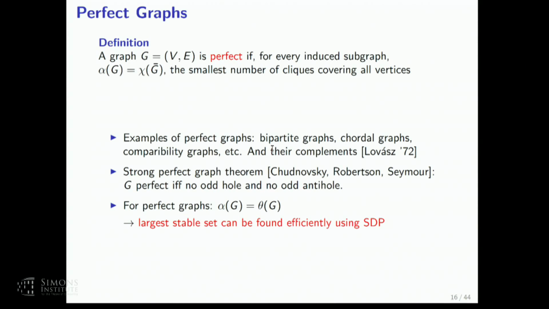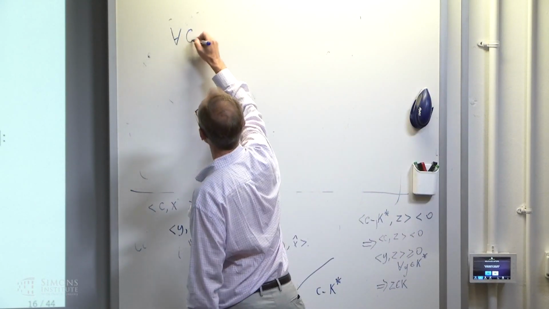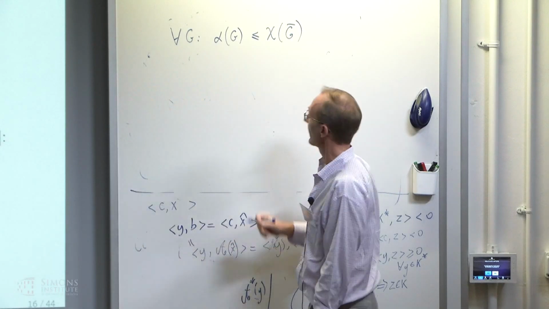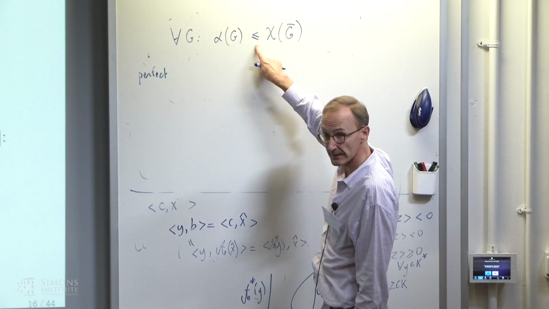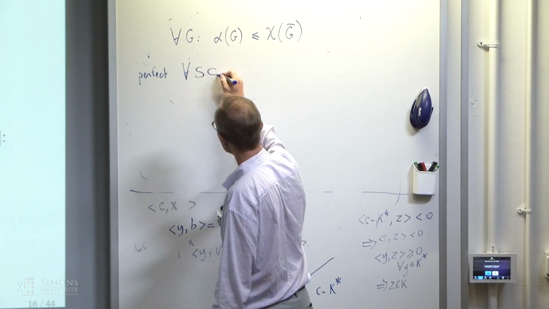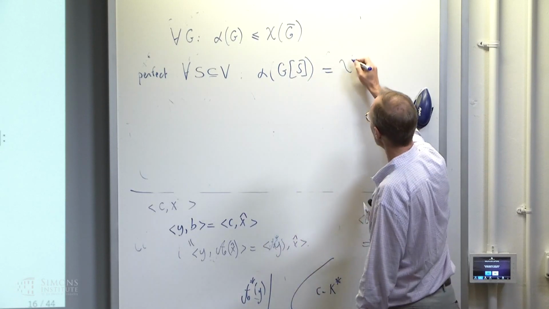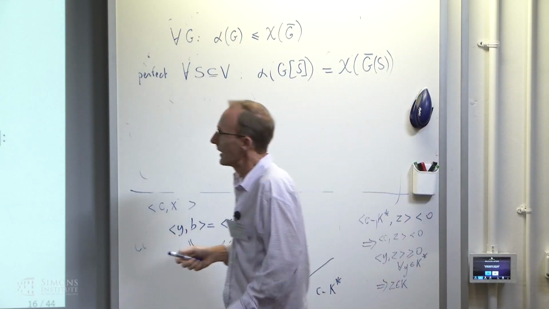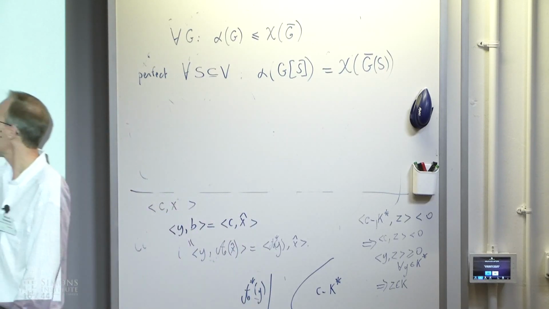So for every graph G, alpha of G is at most the smallest number of cliques covering all vertices. Now, you define a graph to be perfect if not only is this true, you have equality, but it's true also for every subgraph. So for every induced subgraph G of S, this must be equal to the clique covering number. There are lots of nice classes of graphs which are perfect, for example bipartite graphs, chordal graphs, and so on.